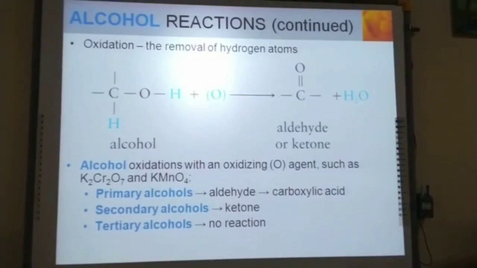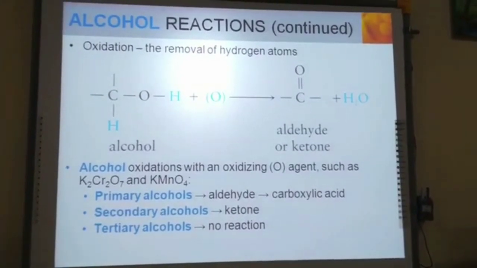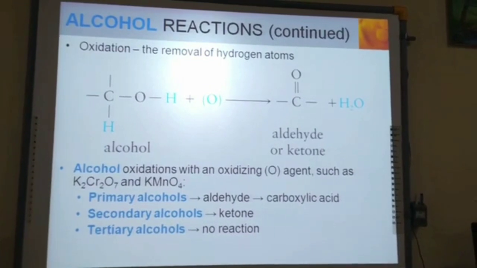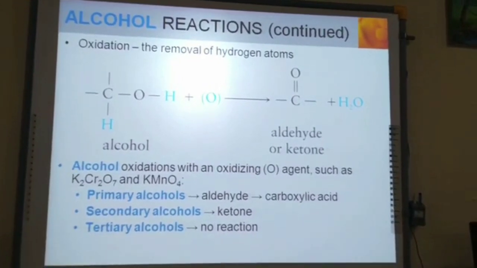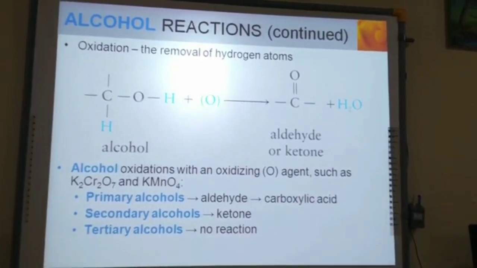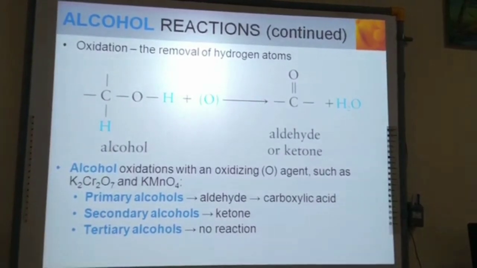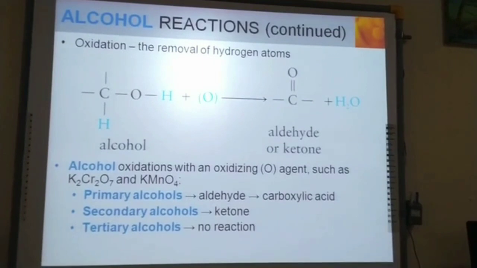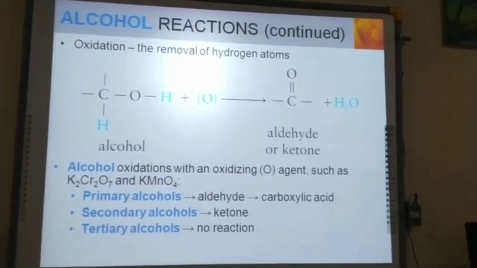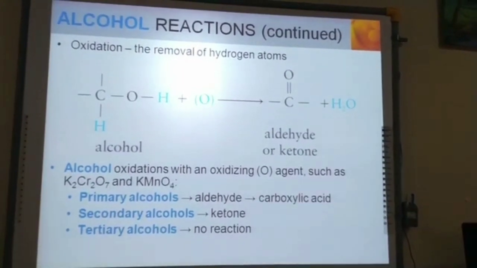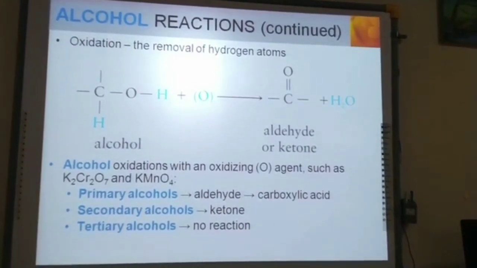Now let's study oxidation of alcohols. Oxidation of alcohol is carried out in the presence of oxidizing agents such as potassium dichromate and potassium permanganate. Primary alcohol gives aldehyde, which on further oxidation gives us carboxylic acid. Secondary alcohol gives us ketone, and tertiary alcohol does not undergo any reaction. This happens at room temperature.